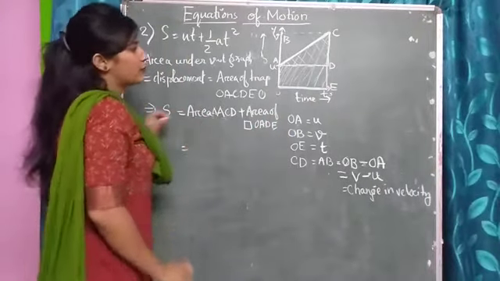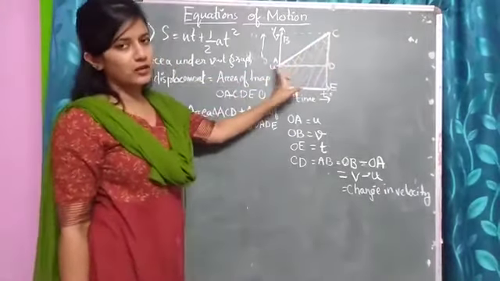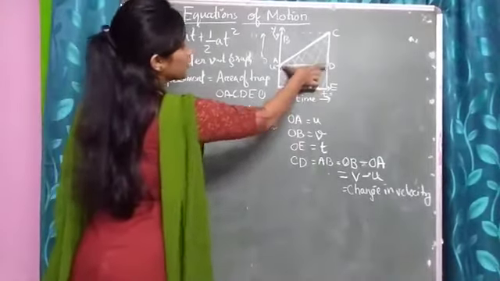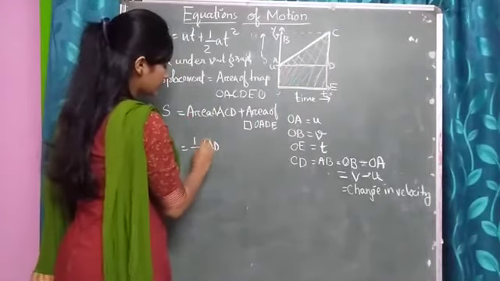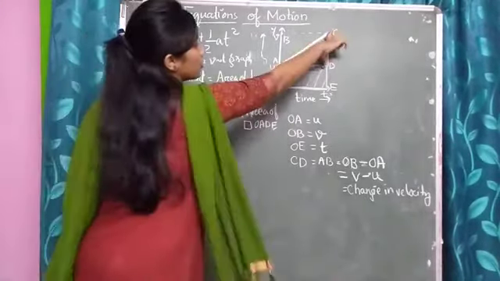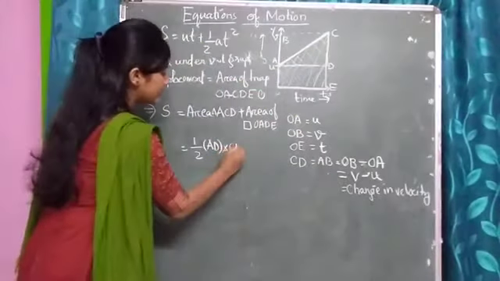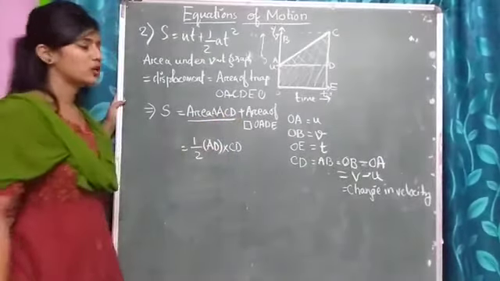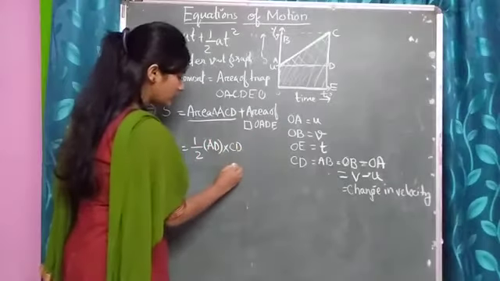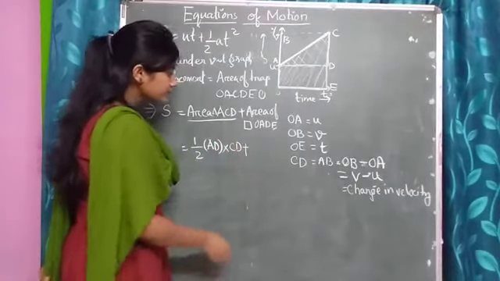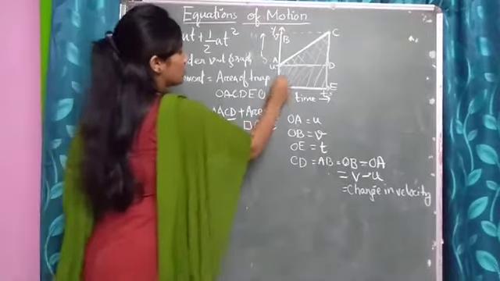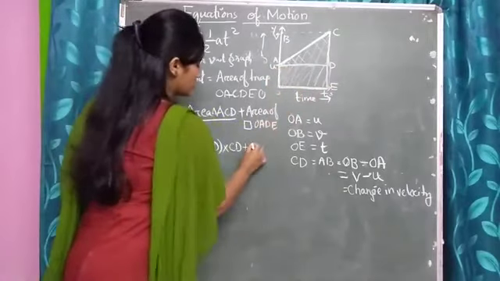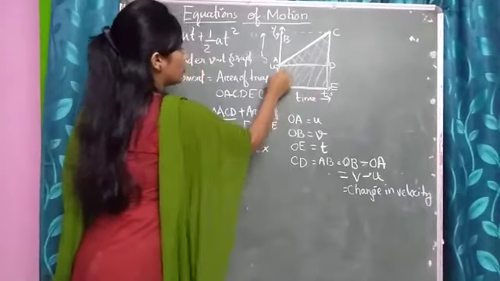So what is the area of ACD? It is a right angle triangle, so half base into height. The base is AD, and the height is our CD. So for the area of triangle ACD, I have written this much. Now I am writing plus the area of this one. For the rectangle, the formula is length into breadth. The length is OE into OA.